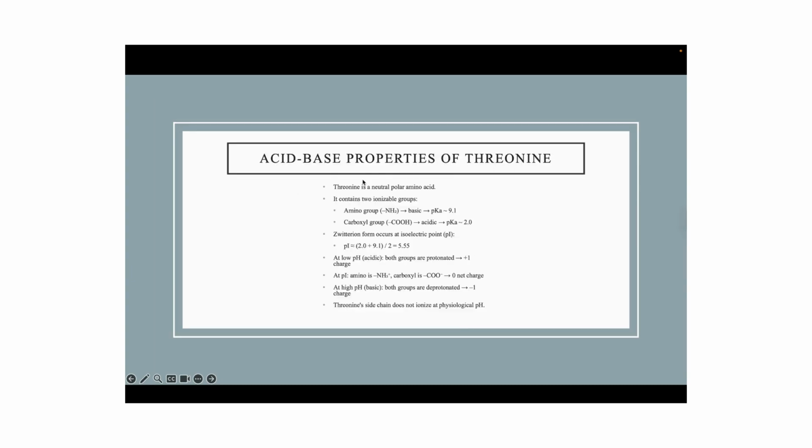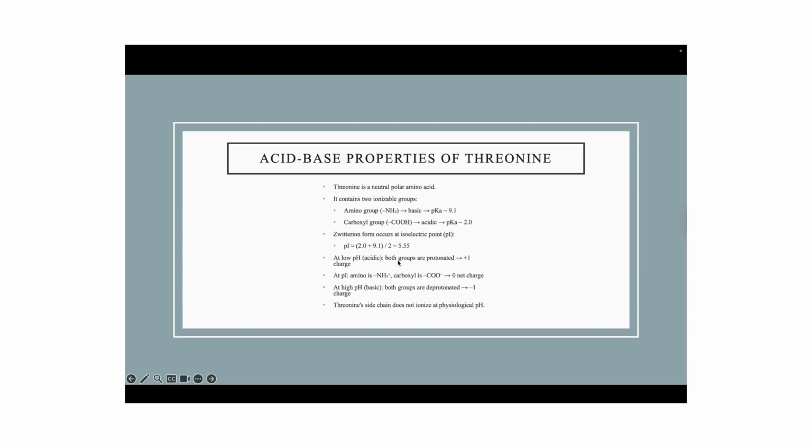Acid-base properties of threonine: threonine is a neutral polar amino acid. It contains two ionizable groups, the amino group, basic, with pKa 9.1, and the carboxylic acid at 2.0. The zwitterion form occurs at the isoelectric point, pI. The pI is the pKa of the carboxyl group and the pKa of the amino group added together and then divided by 2, and we get about 5.5 for the zwitterion.